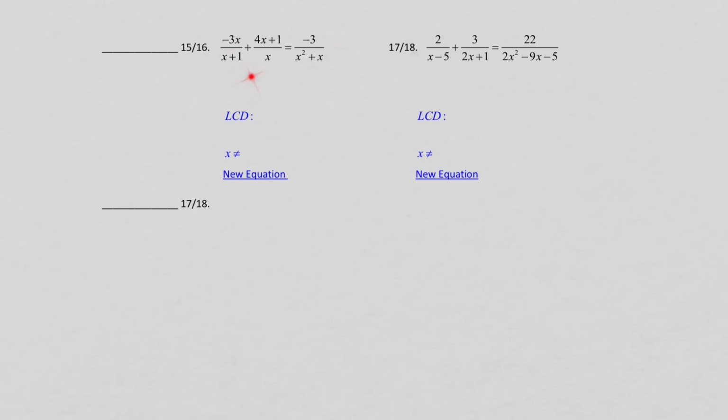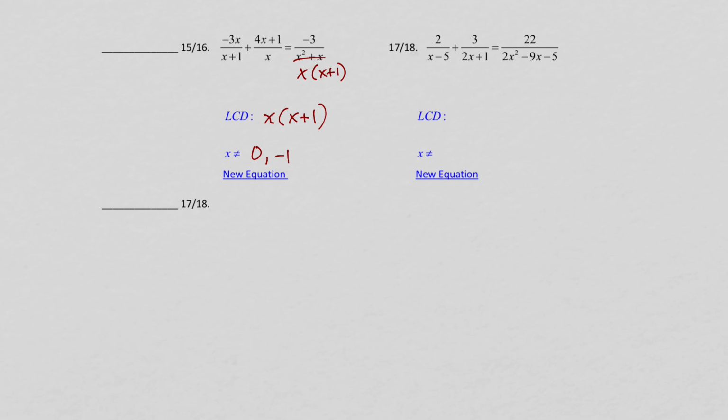Okay, my first step is to factor any possible denominators. Can't factor that, but this factors as x times x plus 1. So that is my LCD. So x cannot be equal to 0 from this and negative 1 from this. So those are my restricted values.